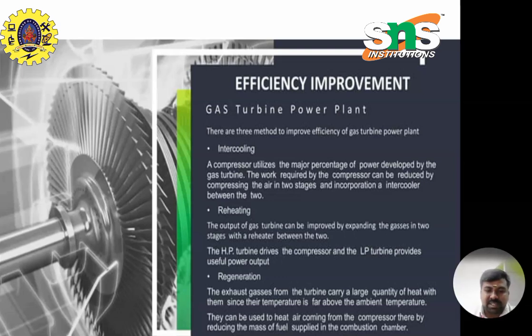The regeneration method. The exhaust gases from the turbine carry a large quantity of heat with them, since their temperature is far above the ambient temperature. They can be used to heat the air coming from the compressor, thereby reducing the mass of the fuel supplied in the combustion chamber.